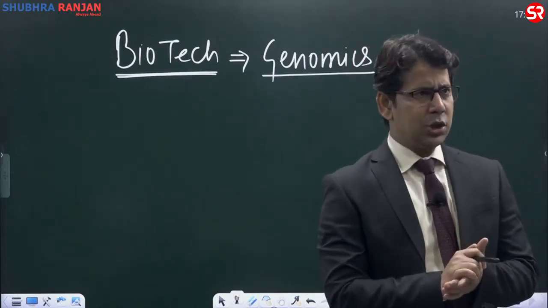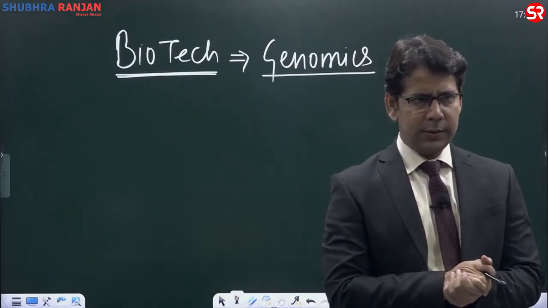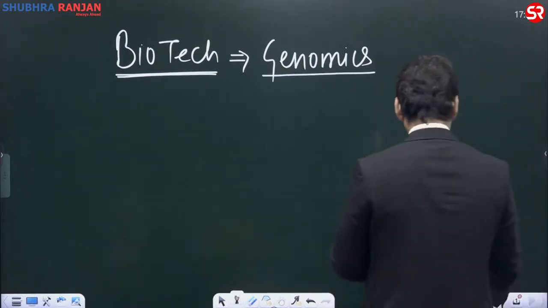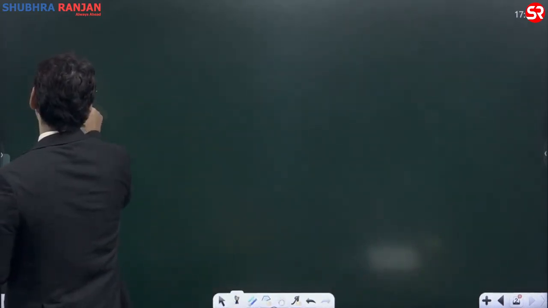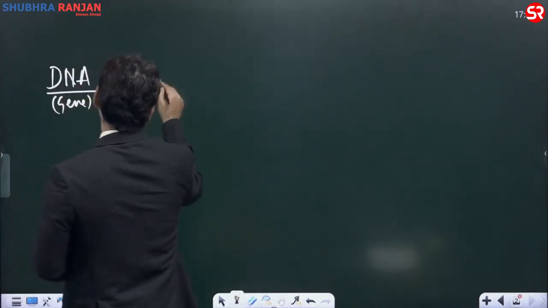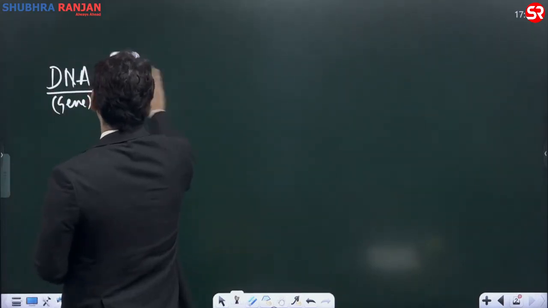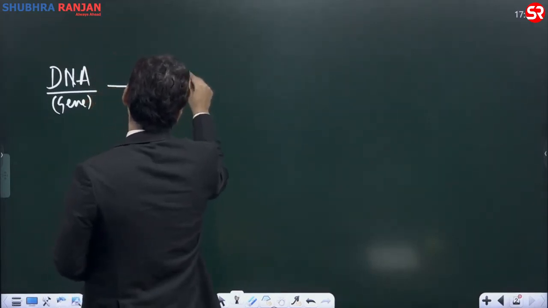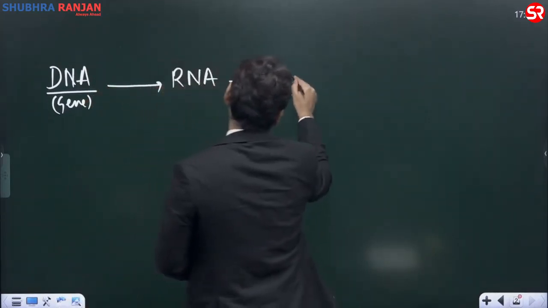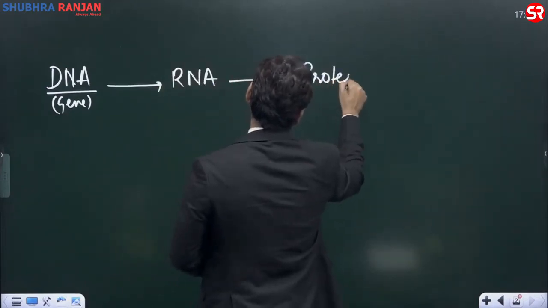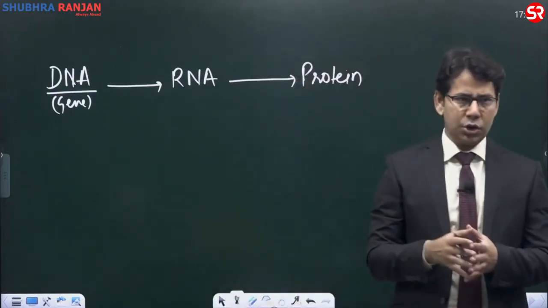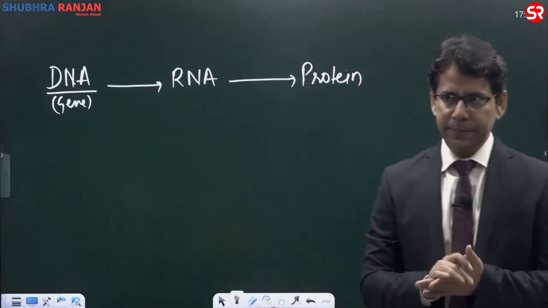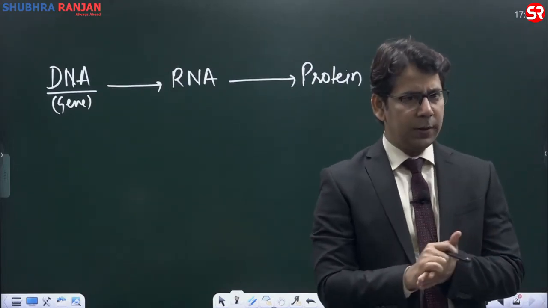And in the last class, we had some background about it. And the background was very simple. That is DNA, and we can call it gene also, right? DNA gave rise to what? RNA. And RNA gave rise to protein. And protein is responsible for all the structure and all the function of the body, right? The structure and function of the body.